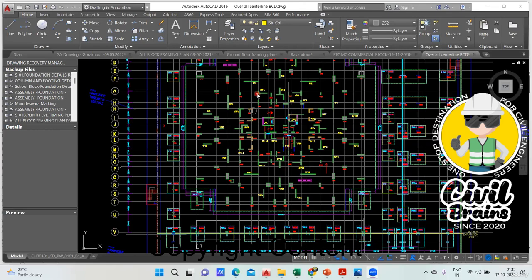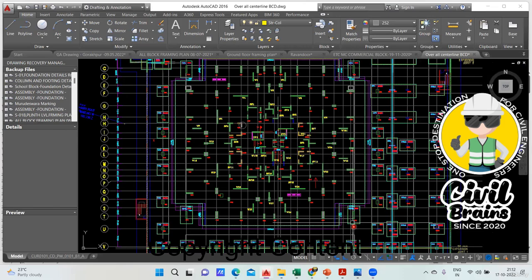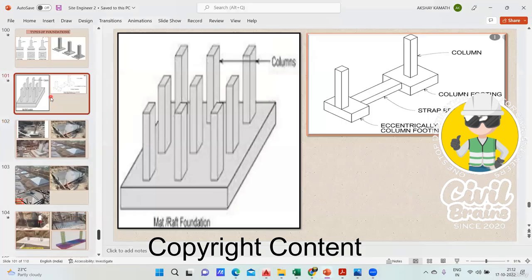So we have seen almost all kinds of footings, and finally the last footing we have is a raft footing. So what exactly is a raft footing? I'll show it once again. A raft footing is where you have one single footing, and over that you have multiple columns. We call it a raft, or a few people call it a mat foundation.